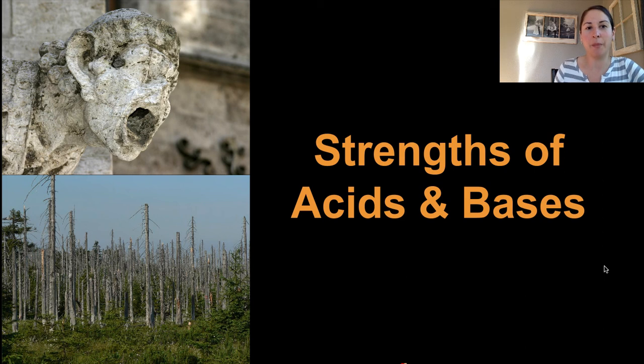Acids and bases can be powerful substances that allow things to happen. And so in the lab, we know that we're very careful with them. And even outside, we see that they can be quite destructive. So here is a sculpture that was made probably of limestone of some sort, and it's actually been degraded by acid rain. And we see down here there's a forest that's been degraded from acid rain.